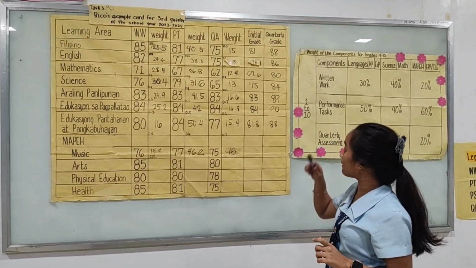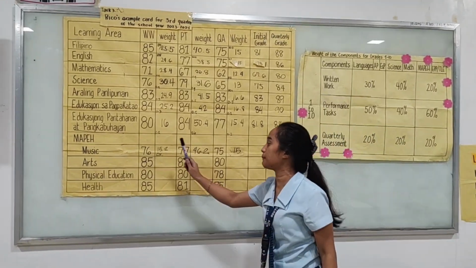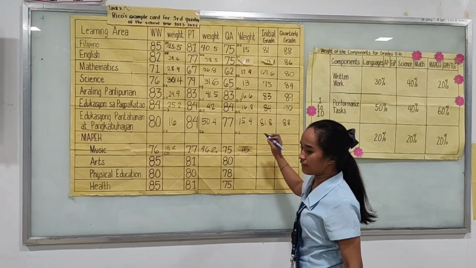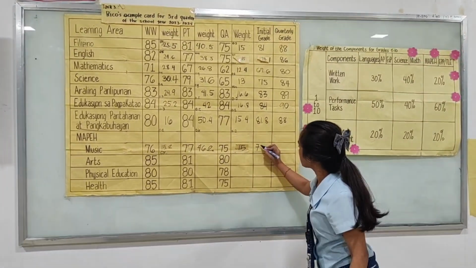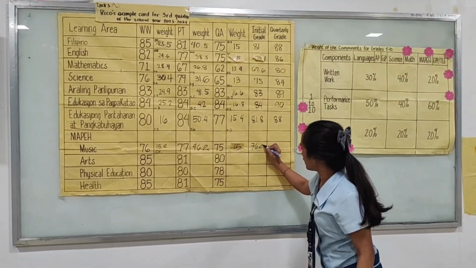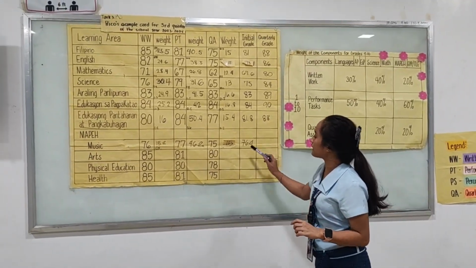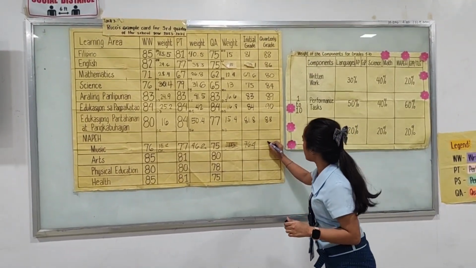So in order to get the initial grade, we need to add 15.2, 46.2, and 15. And the answer is 76.4. So the transmuted number of 76.4 is 85.